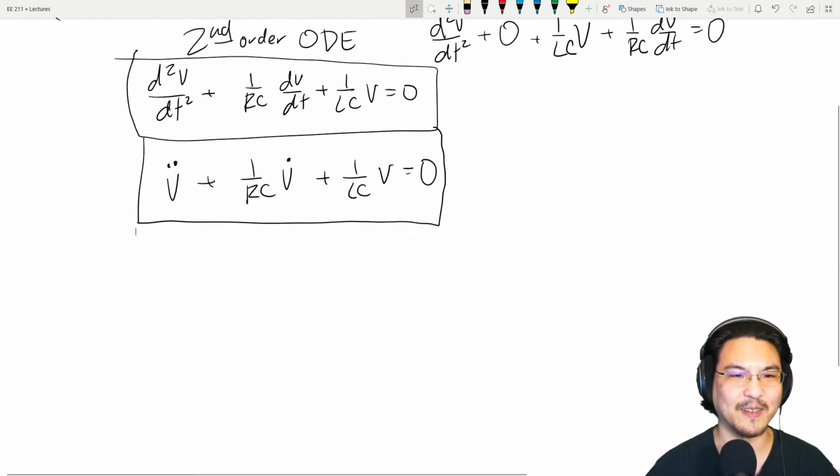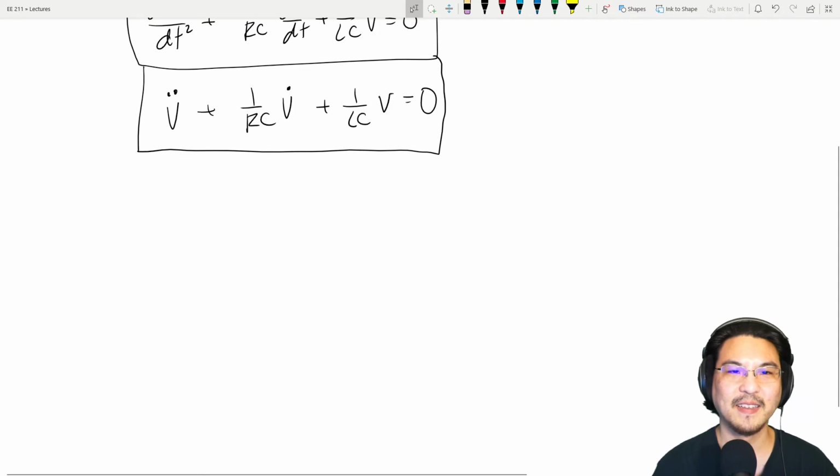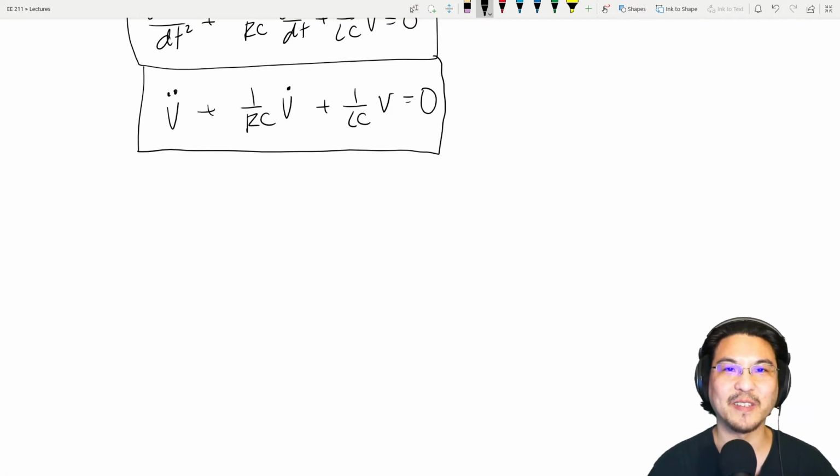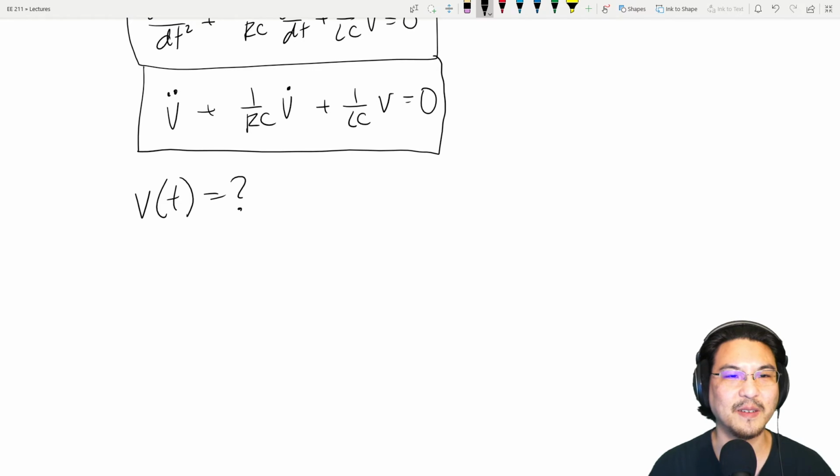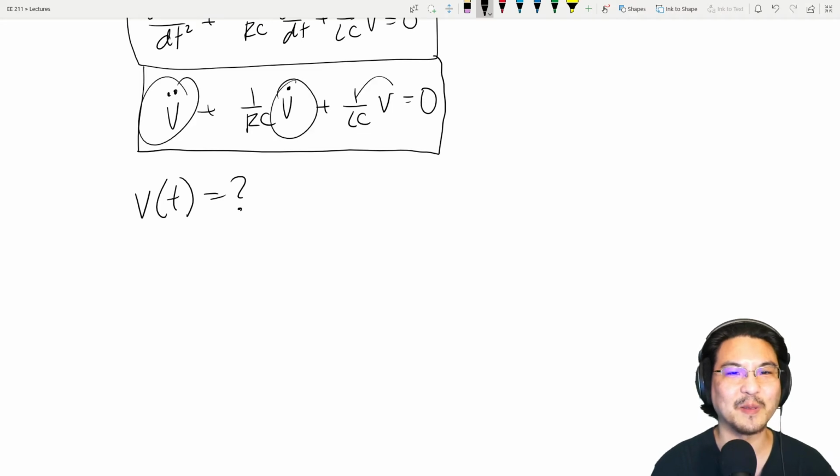And now how do we solve this? We just guess. We're trying to solve for V as a function of time, the voltage. What function is proportional to its own first derivative and its own second derivative? We need some function that satisfies this equation, where this plus this equals 0.